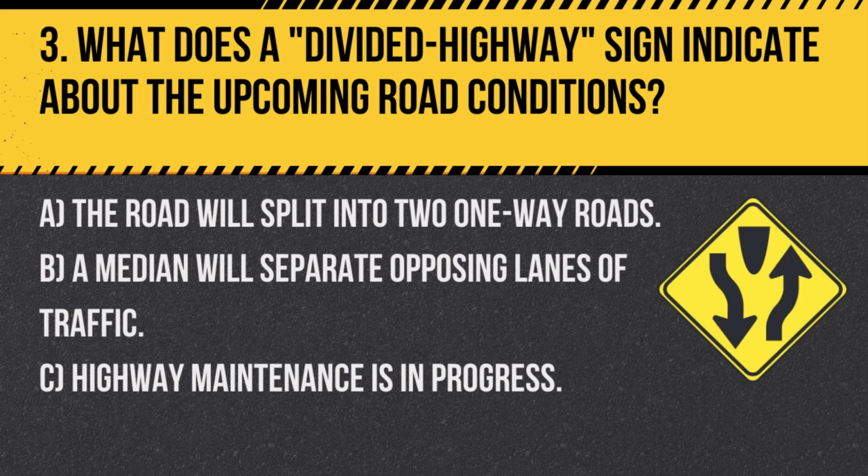Question 3. What does a divided highway sign indicate about the upcoming road conditions? A. The road will split into two one-way roads. B. A median will separate opposing lanes of traffic. C. Highway maintenance is in progress.